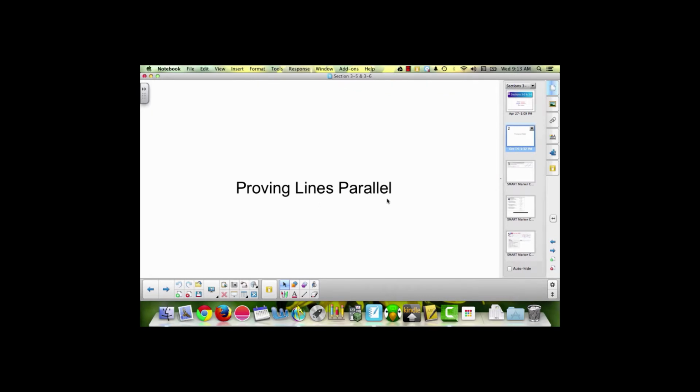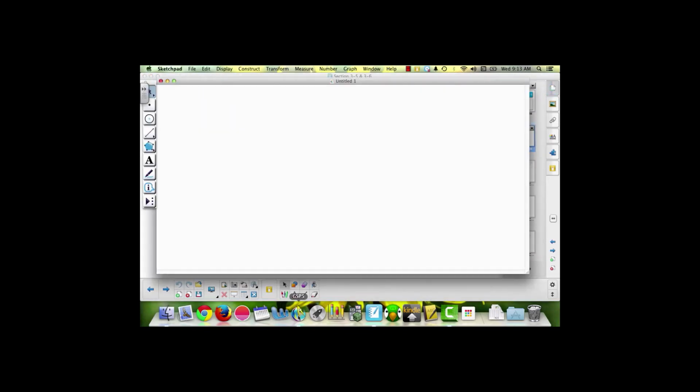First, I'm going to do a Sketchpad demonstration for you. You're welcome to follow along with your own Sketchpad if you would like, or just listen and watch as I demonstrate a conjecture. First, I'm going to construct two lines that intersect at point A. Then, I'm going to construct a circle with point A as the center.